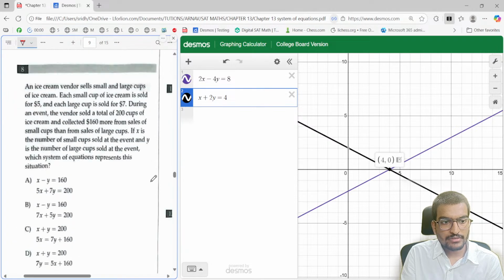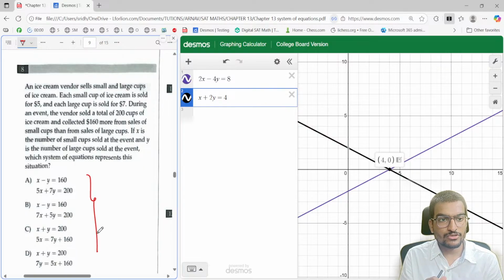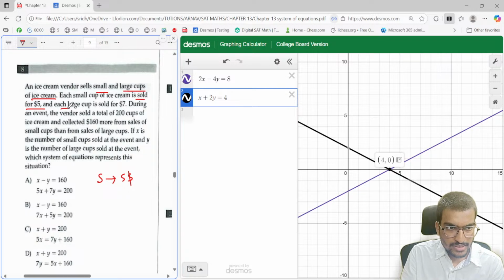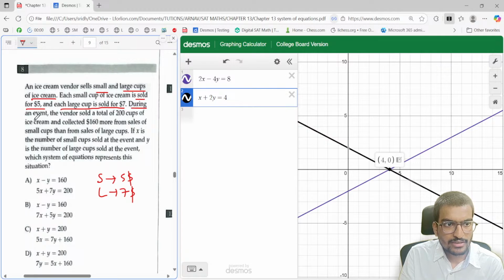In question number 8, by watching this, you need to understand that we just need to write the equation from the given word problem. So how can we pick? Let me tell you the trick behind this. An ice cream vendor sells small and large cups of ice cream. Each small cup is sold for $5. Each large cup is sold for $7. During an event, the vendor sold a total of 200 cups.